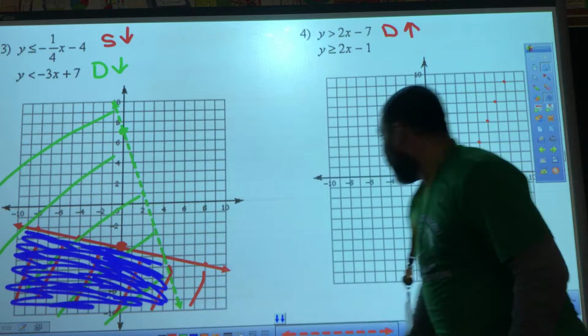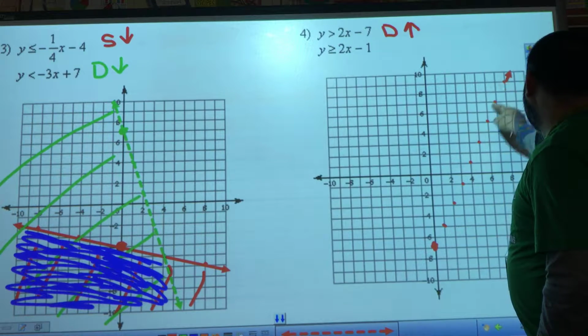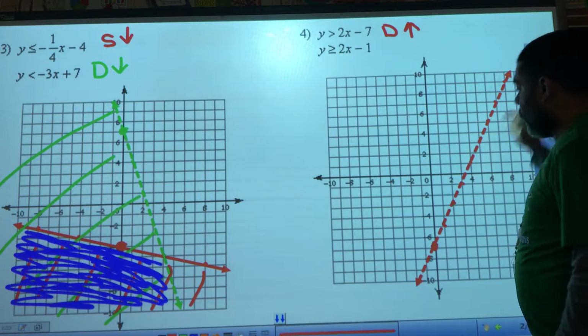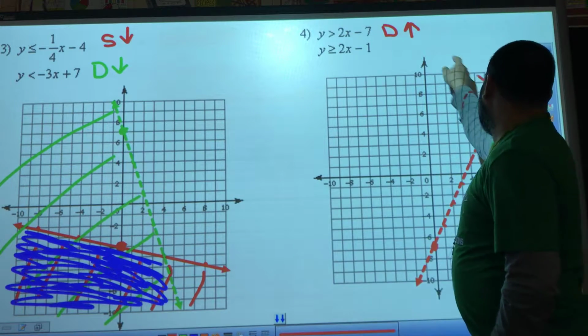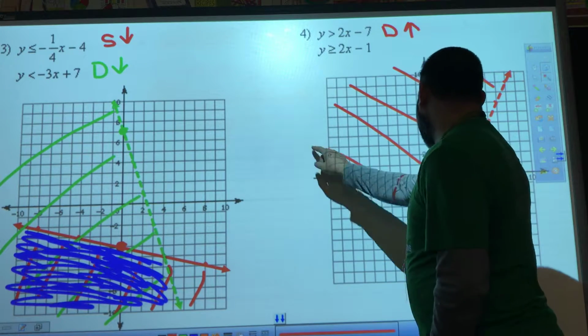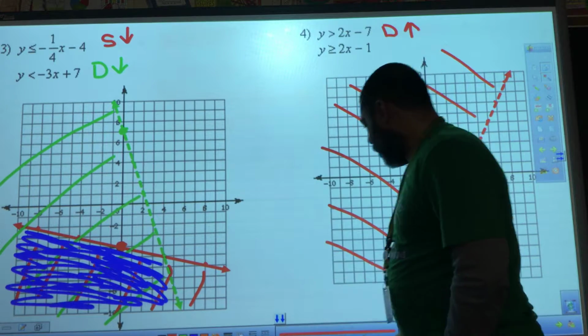We'll make sure to make that dotted. Okay, be careful we don't accidentally forget the dotted line. And it's going to be shaded up. So remember, lightly, just going to draw lines in that direction. That way I know that one goes up.